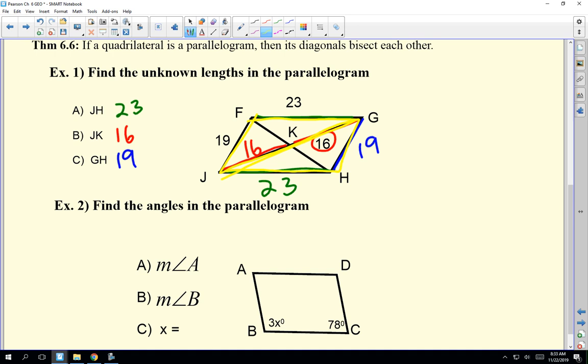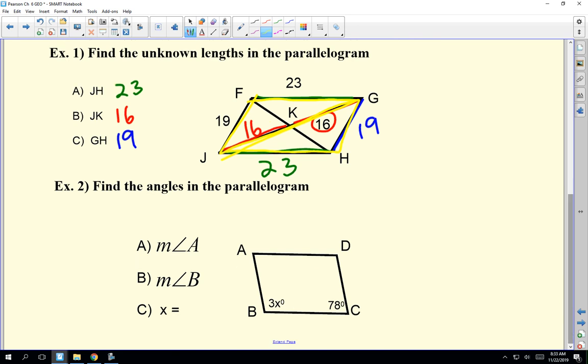All right, find the angles in the parallelogram. So we're going to use the angle theorems. Here's a parallelogram. We're going to find the measure of angle A. The measure of angle A is opposite this 78-degree angle. So that means the measure of angle A is 78 degrees.